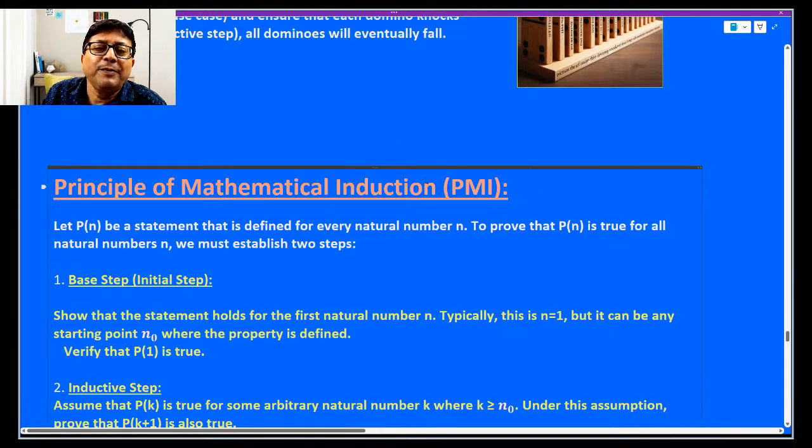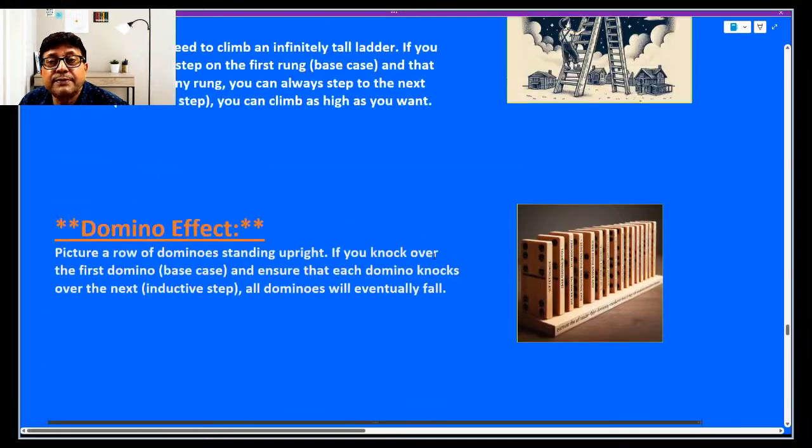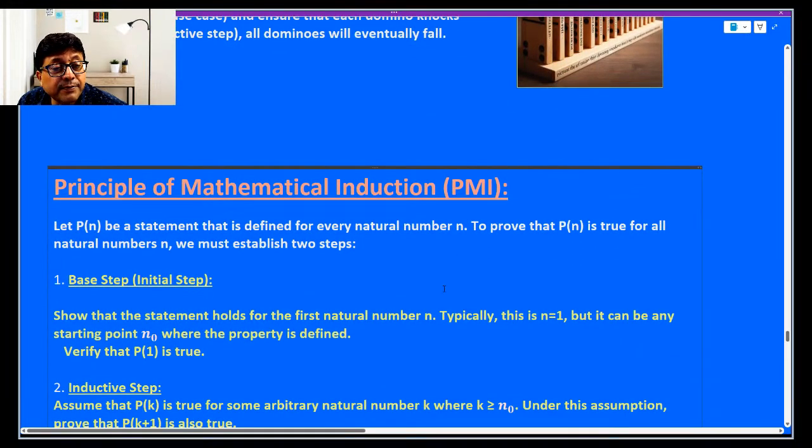So here is a formal statement I have written for you. Let Pn be a statement that is defined over every natural number n. Prove that Pn is true for all natural numbers n. We must establish two steps. What are the steps? Base step. Base step is what? You must hit the first one. You must reach the first one. Okay? This is basis step or base step.